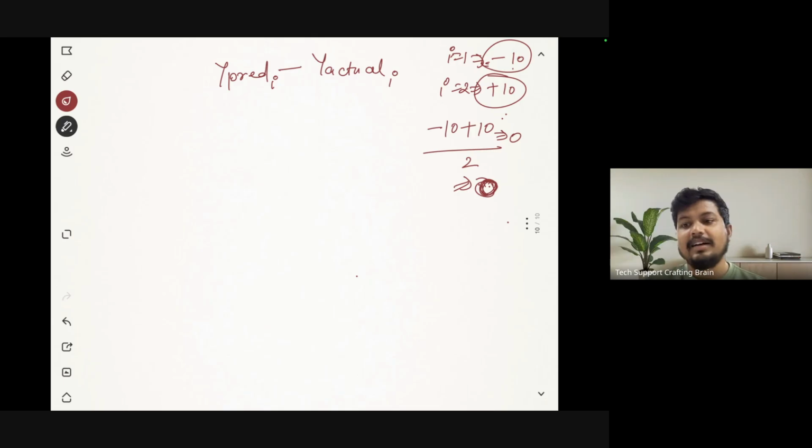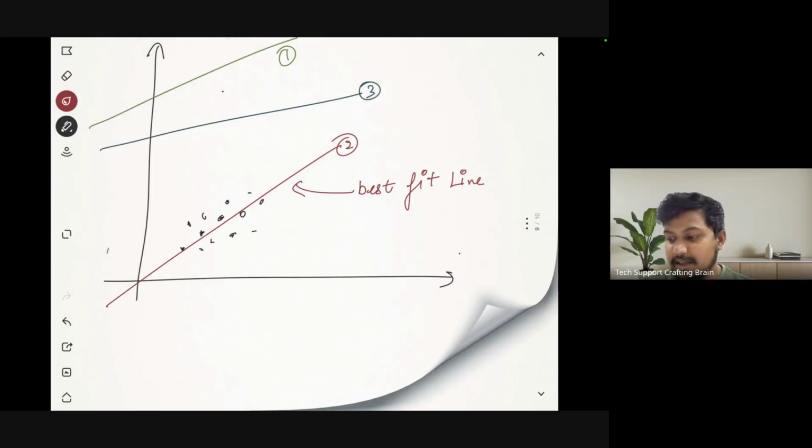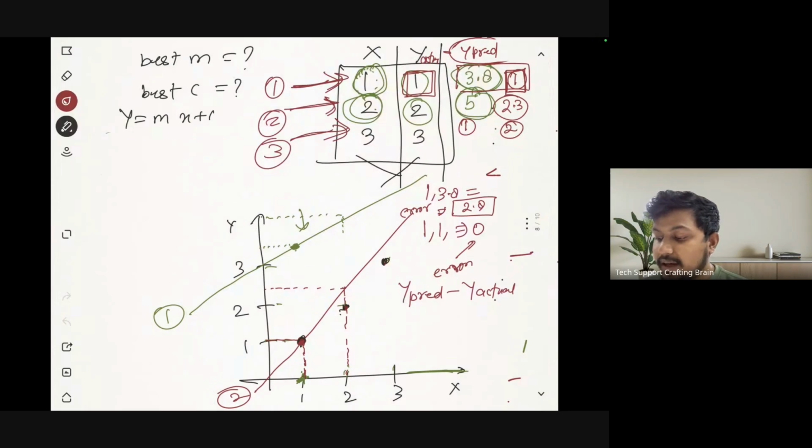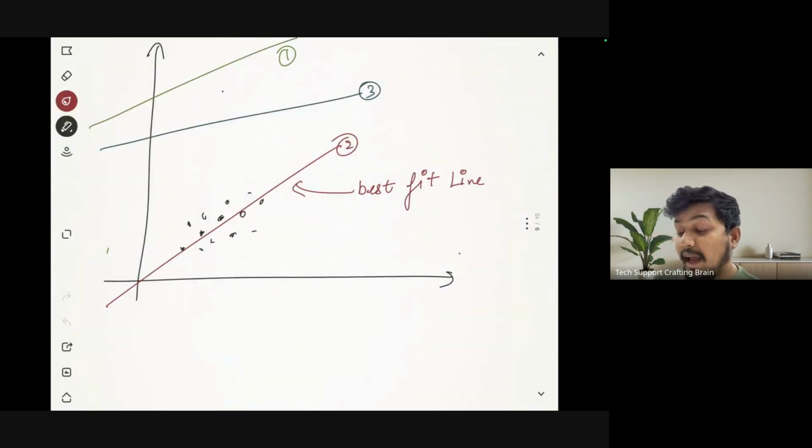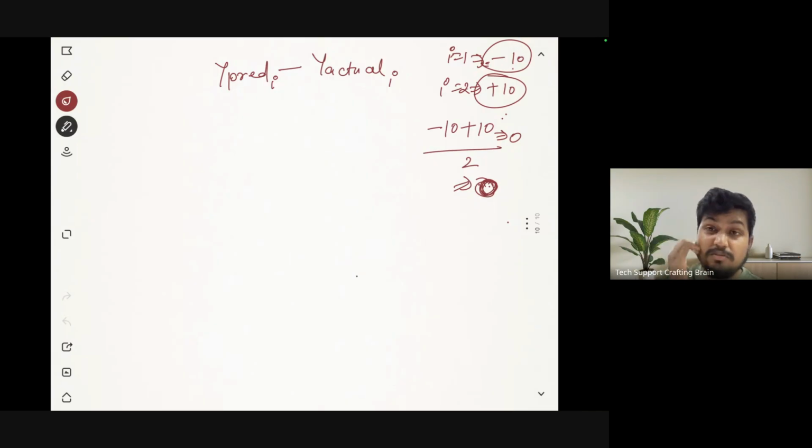I told you one thing, na? Here in this question, when your error comes 0, you said okay, this is better prediction. This line is better prediction. When the error was coming 2.8, you were saying okay, it was not better prediction. So that means when error is very low, near to 0, it is actually a very good result. It is the best result we are getting from this.